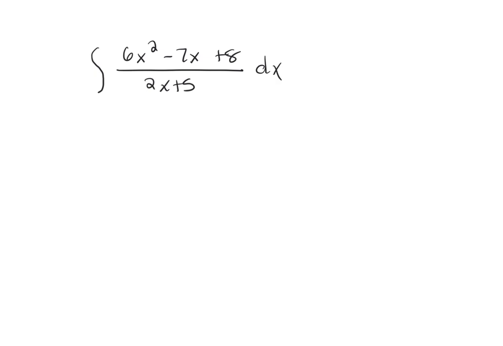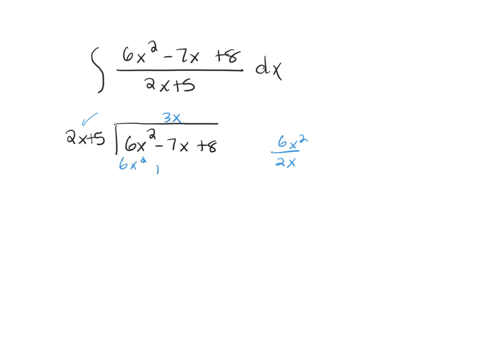Okay, next example using polynomial division. 6x squared minus 7x plus 8 over 2x plus 5. So for this one, because this has a leading coefficient greater than 1, synthetic division just isn't really all that convenient. So we're going to do long division for this one. Okay, so 6x squared divided by 2x is 3x. And then multiply out in front, so I have 6x squared plus 15x, and then subtract.